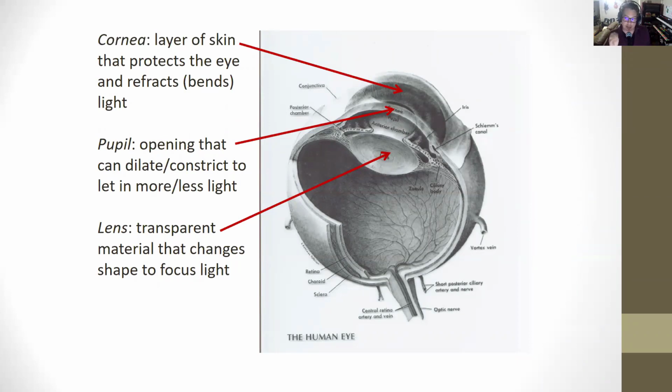Now, the lens itself is not a muscle. It is a transparent tissue, and there are muscles that deform and change the shape of the lens in order to focus light at different distances.